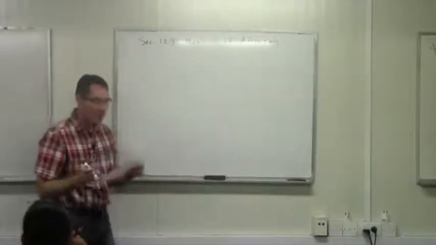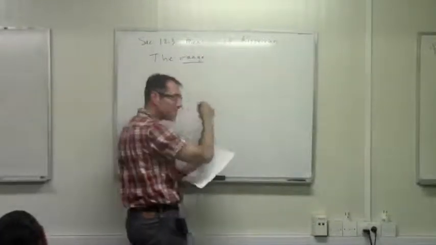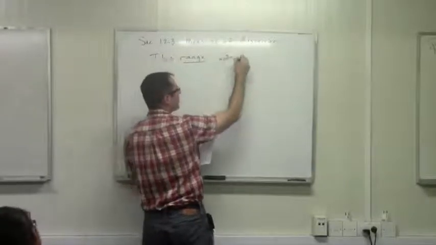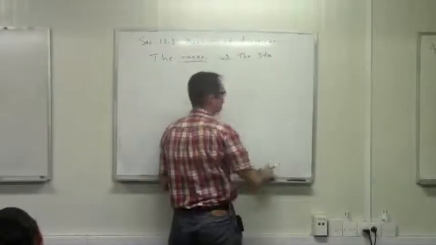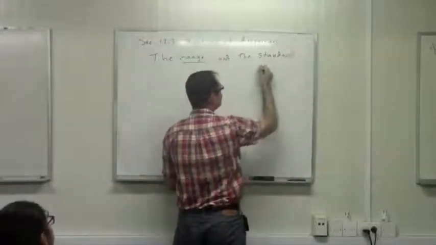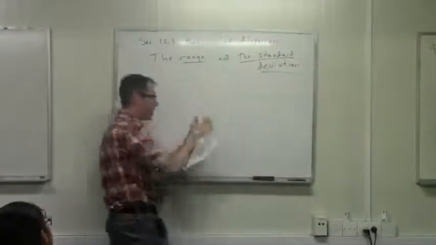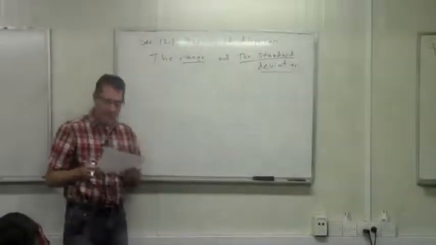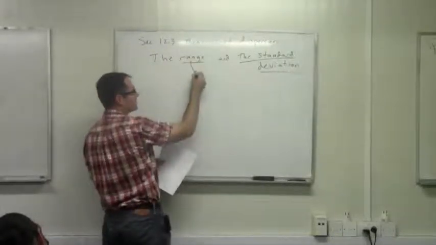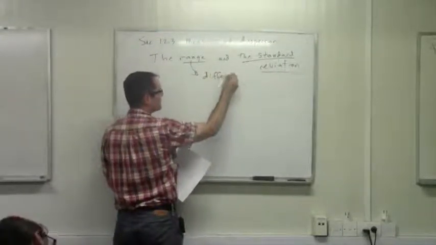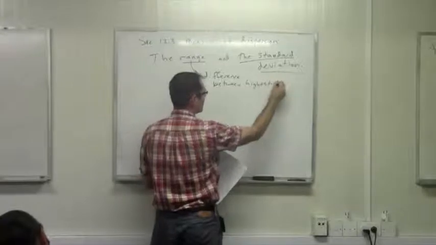We have two things that we can talk about. Okay, we can talk about the range of values, and this weird thing called the standard deviation. Okay, standard deviation and the range. The range of data is simply the difference between the highest and lowest.